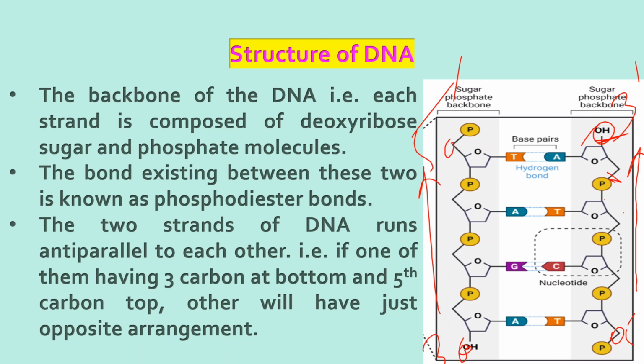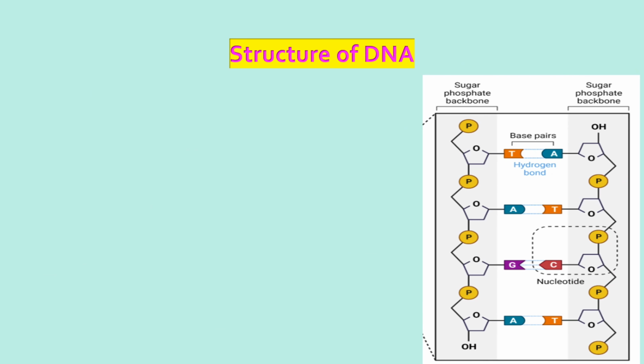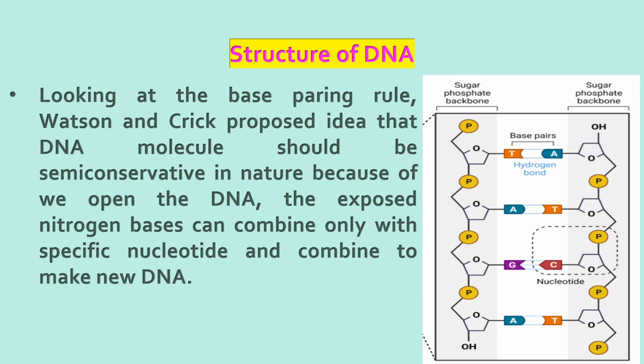This is how they are called anti-parallel. In simple terms, you can see here that in each pentose sugar the oxygen is facing upwards. On the other hand, in this one, all the pentose sugars have the oxygen facing downward. So they are running anti-parallel to one another. Okay. Now let us look at the base pairing rule.